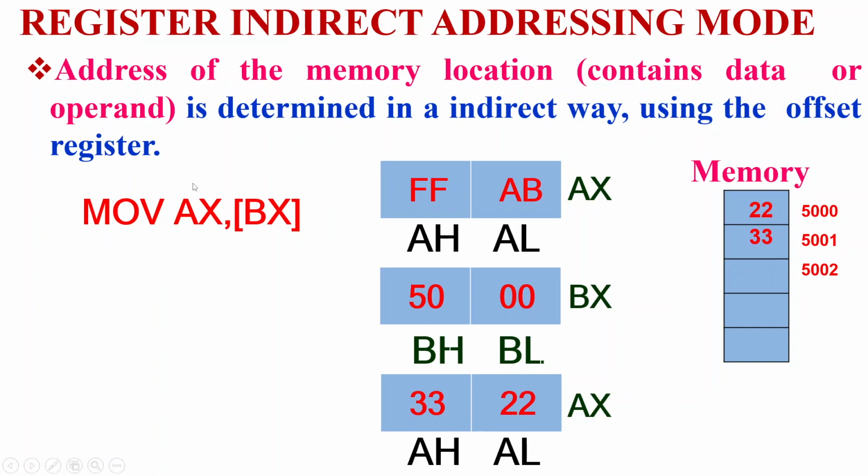When you use this type of addressing mode, the content of BX is considered and the pointer will move to this memory location. In that location you have data 22, which will be taken into the AL register. The memory will be moved to the next location. The 33 will be moved to the AH register.